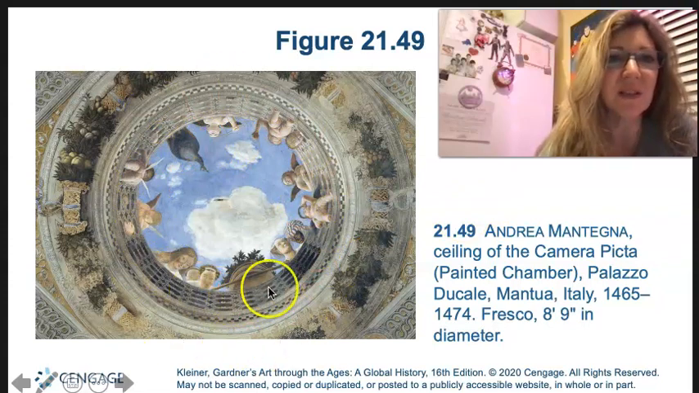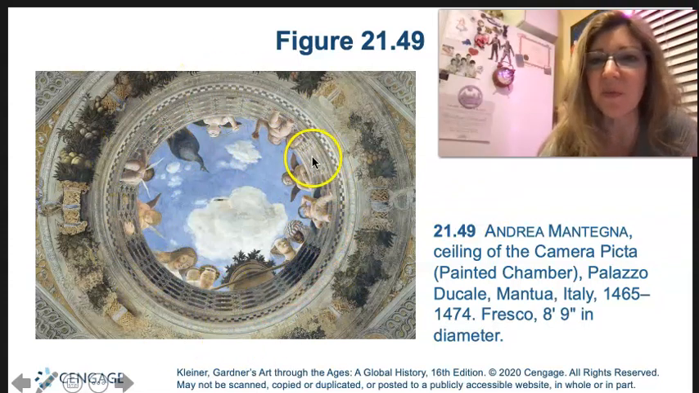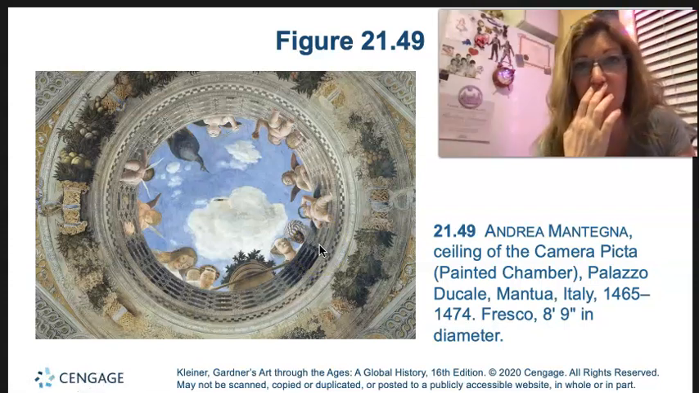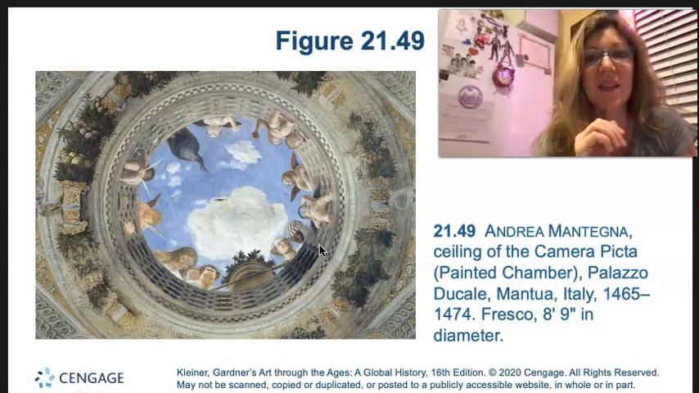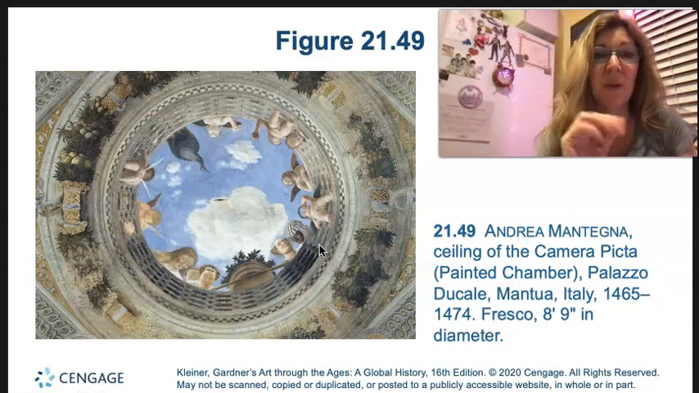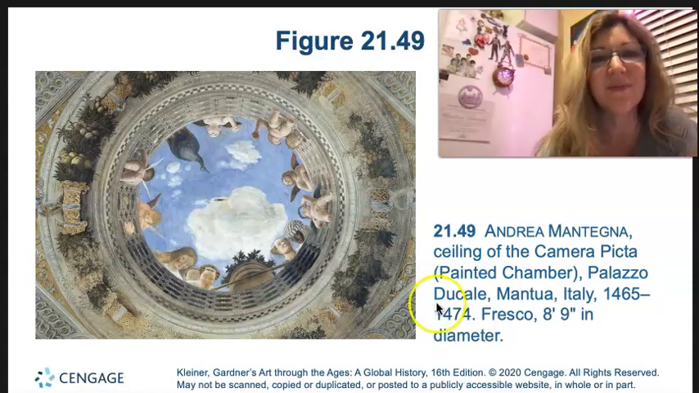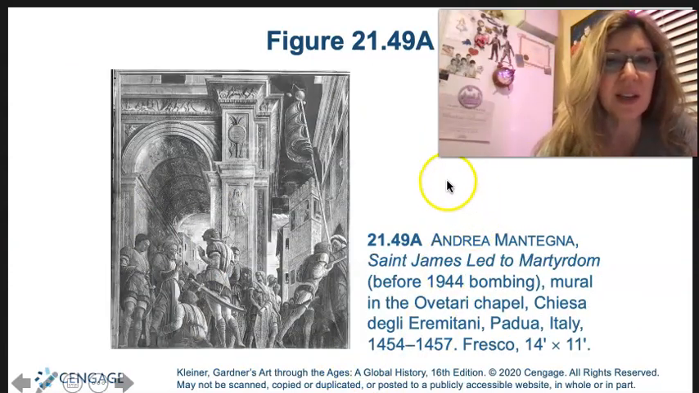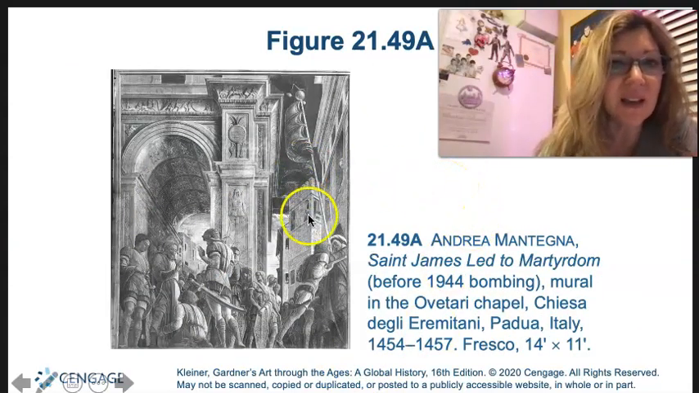Super famous. You've seen these cherubs before. The art historical term used to describe the perspective effect achieved by Mantegna in the ceiling painting is de sotto in su, which means from below to above. I love Italian.